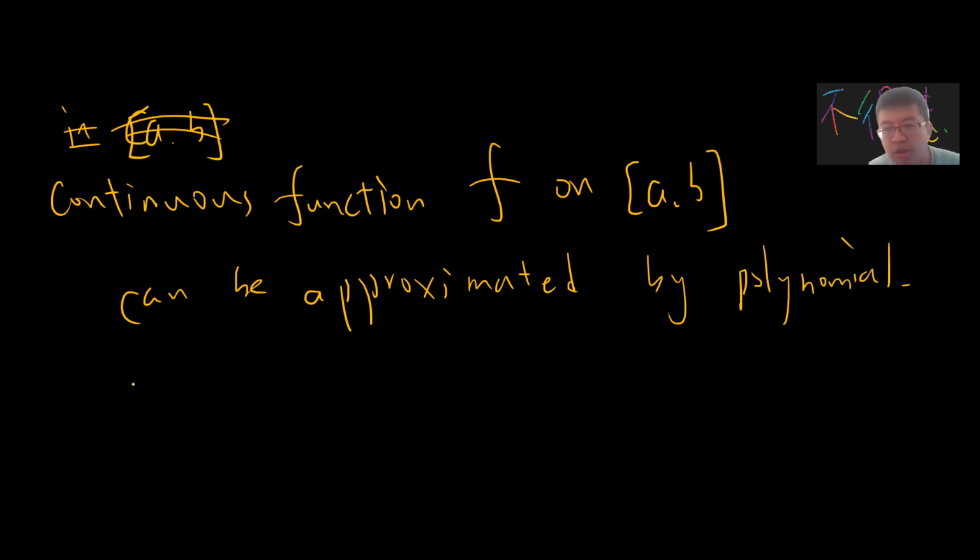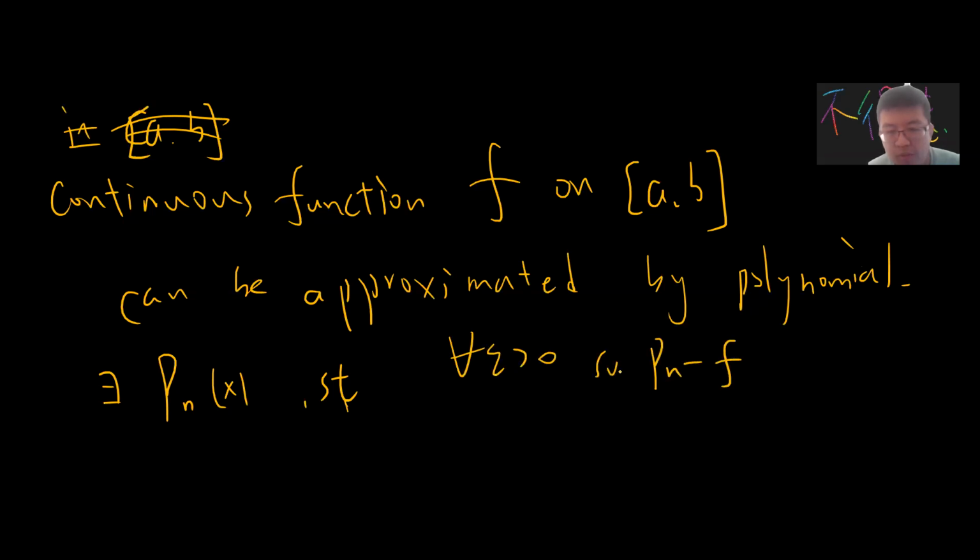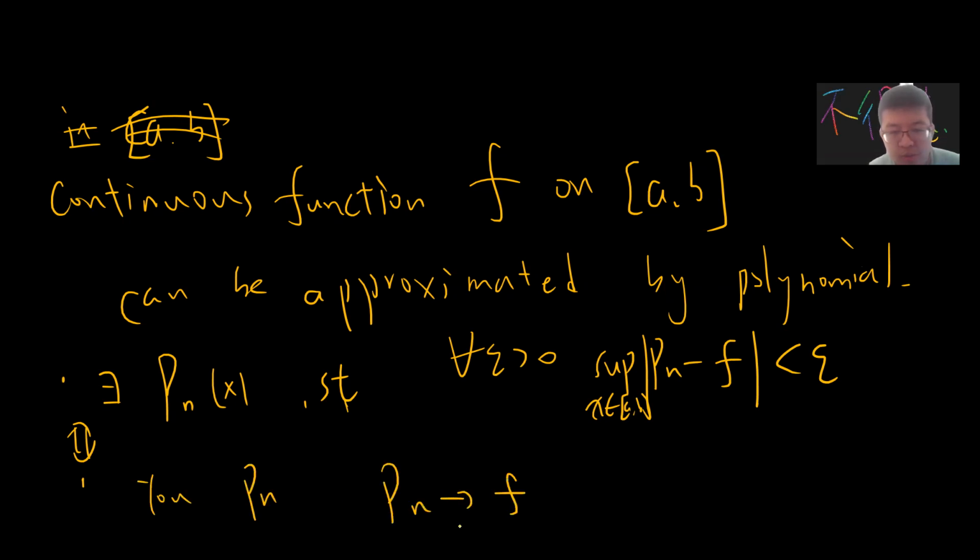Or basically, you can say that there exists a polynomial Pn of x such that for epsilon greater than 0, your Pn minus f, you take a sup over x belonging to [a,b], can be arbitrarily small. Or another way to say this is the same as: you can find a Pn which approaches f as n goes to infinity, and this approach to f is in the metric sense.